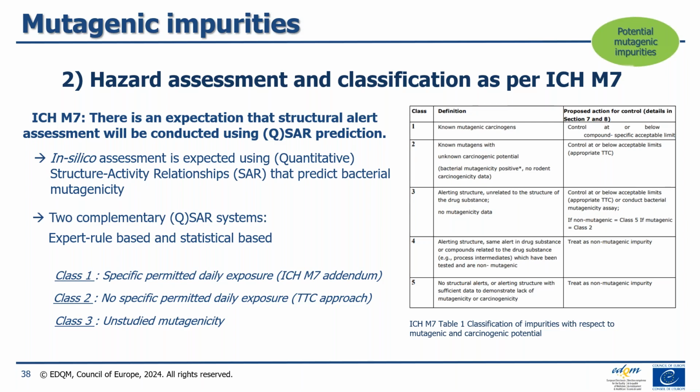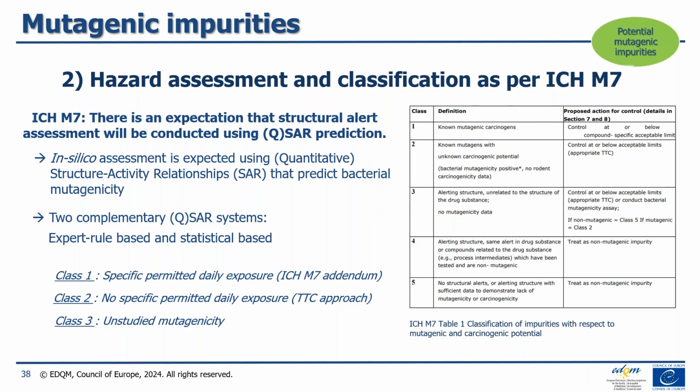Then class 2 refers to non-mutagens, but with unknown carcinogenic potential. So in this case, there is no permitted daily exposure available for those compounds. And we will see that another approach to define the limit has to be applied. So it's the toxicological threshold of concern, which is more conservative. And then we will have class 3, which refers to the chemicals with unstudied mutagenicity.